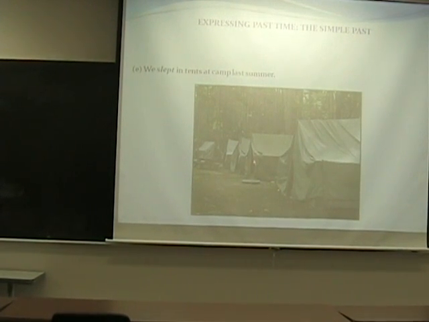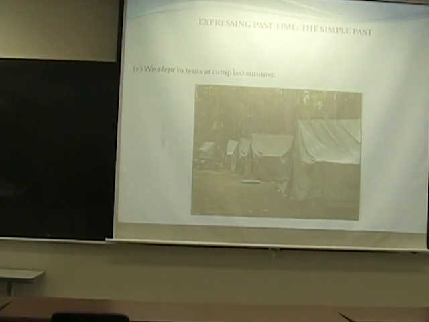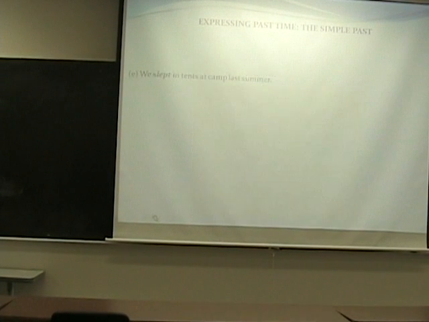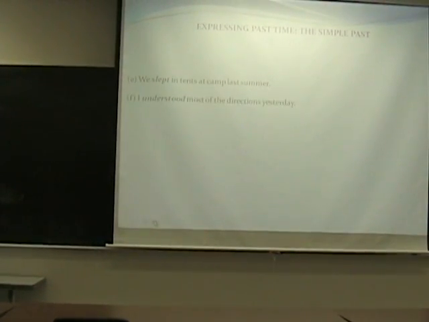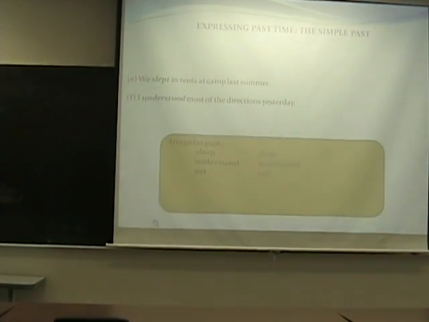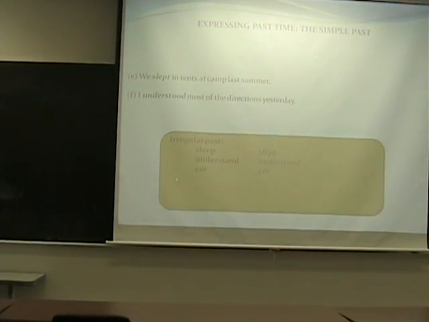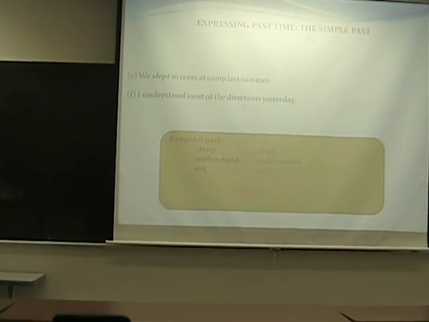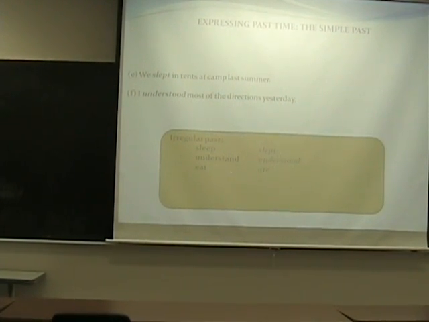We slept in tents at camp last summer. Slept is an irregular form, so the spelling changes. Or I understood most of the directions yesterday. So there are many verbs in English that have an irregular form. The spelling changes quite a bit. Sleep becomes slept. Understand becomes understood. Eat becomes ate.